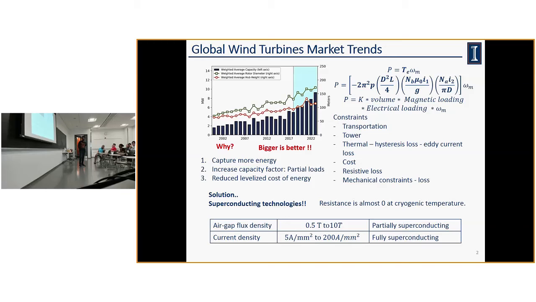For example, for air gap flux density, theoretically we can go up to 10 Tesla, while typical machines have less than 1 Tesla. And the current density we can go up to 200 amperes per millimeter square, while a conventional machine will have 7, 8, or even less than that. So these are the benefits of why we need to go for fully superconducting machines.